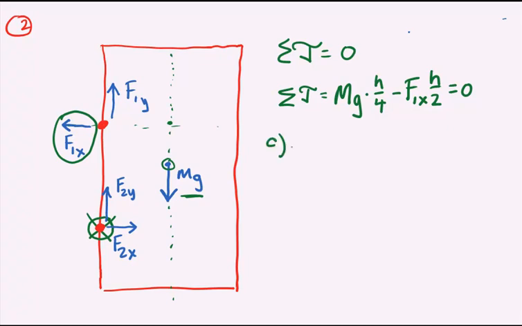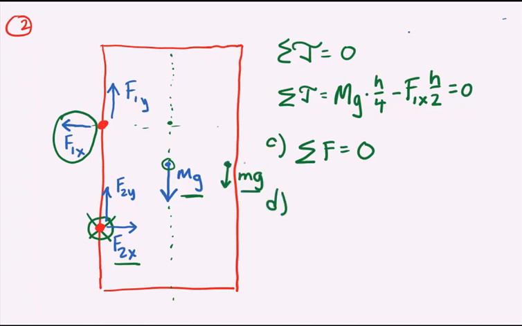Hey, by inspection, we can solve C pretty easily, which is asking, what's the amount of force here, F2x? Remember, our door is stationary and remains stationary, so the sum of forces is equal to 0. If we look at the forces in the x direction, we only have F1x and F2x, so those two have to balance.